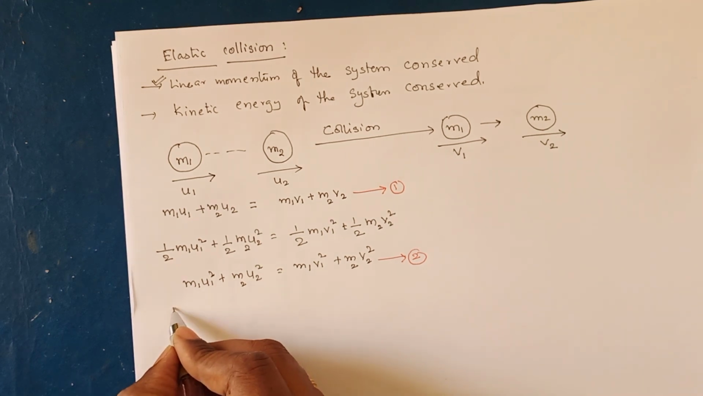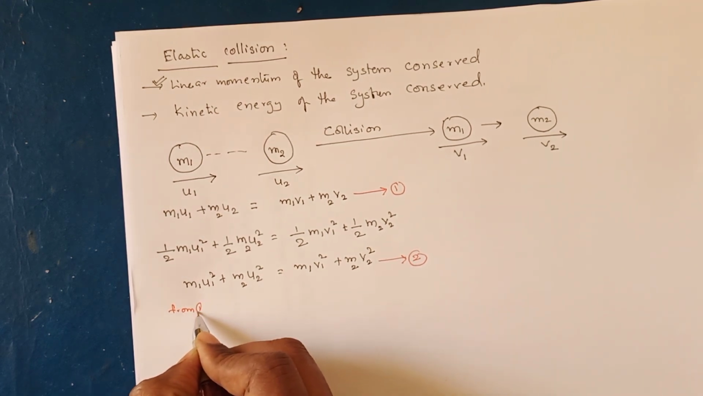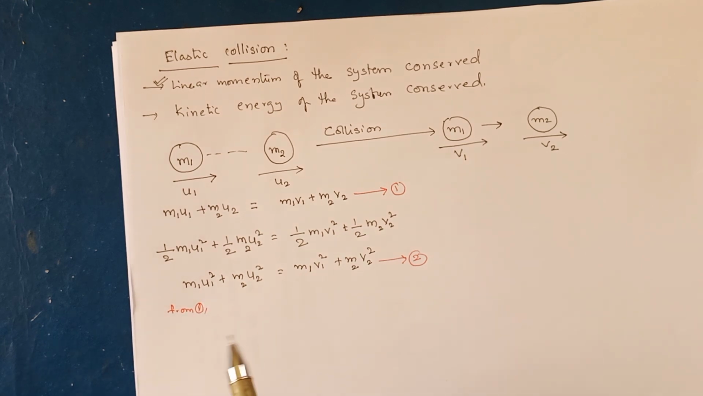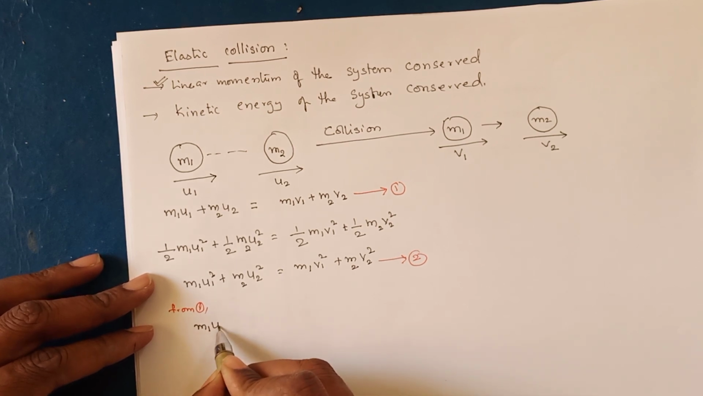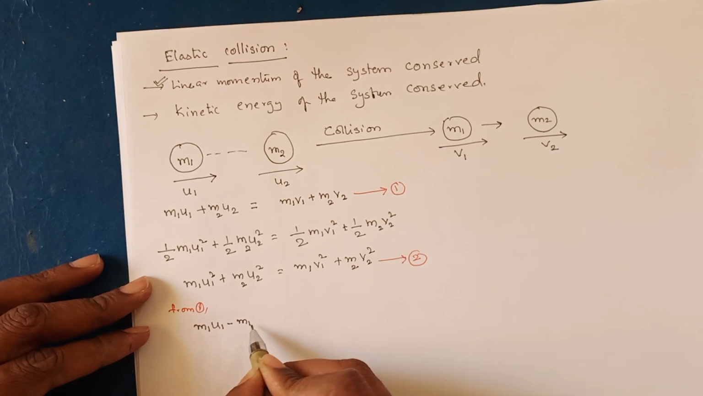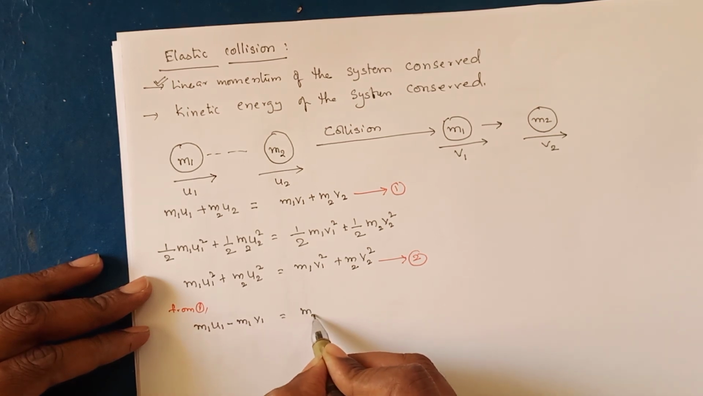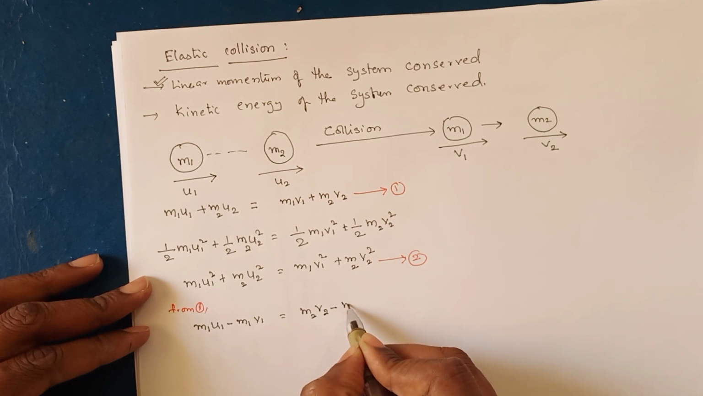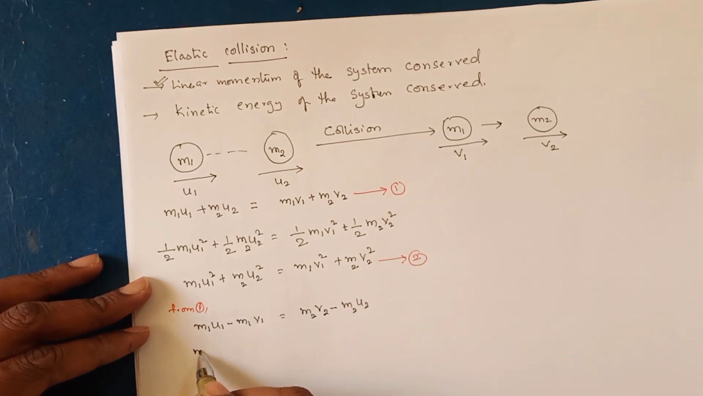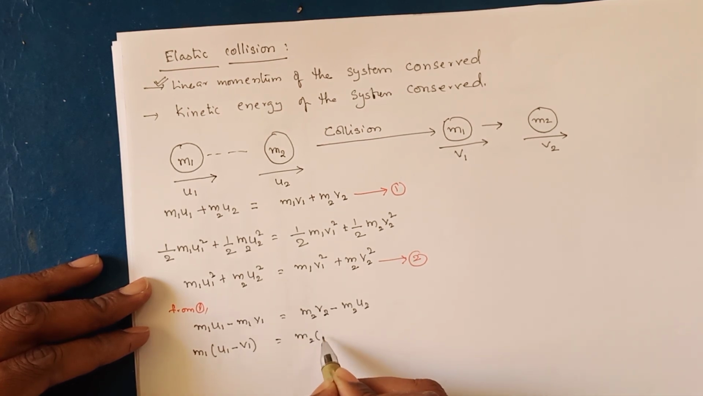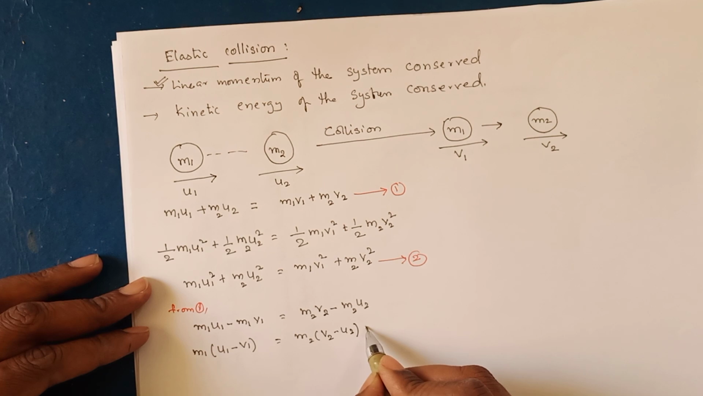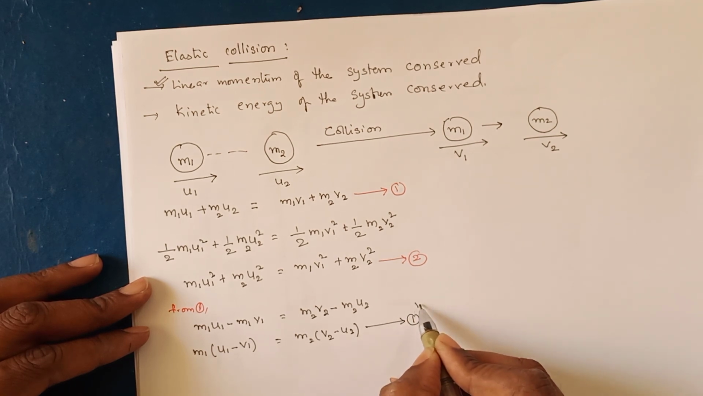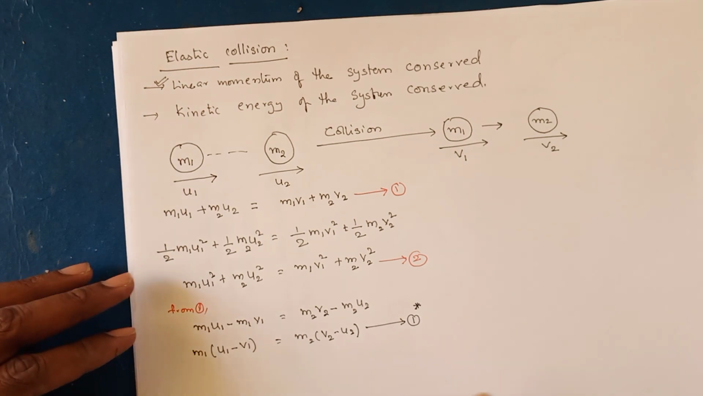Now from equation 1 we will take m1 on one side and m2 on the other side: m1 u1 minus m1 v1 is equal to m2 v2 minus m2 u2. Taking m1 common, u1 minus v1, and m2 common, v2 minus u2. You write it as expression number 1 star.